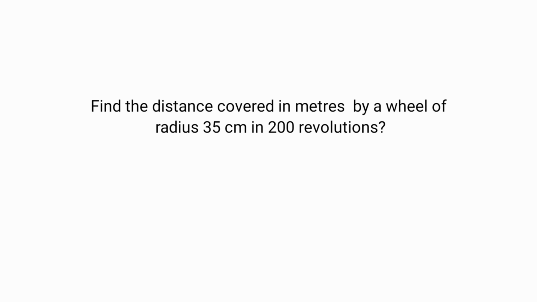Find the distance covered in meters by a wheel of radius 35 centimeter in 200 revolutions. Here what you have to keep in mind is that when a wheel makes one revolution, it will cover a distance equal to its circumference. We know that the circumference is 2 pi r. So when it makes 200 revolutions, the distance covered will be 200 into 2 pi r. Here the radius is 35 centimeters, so 200 into 2 pi into 35.